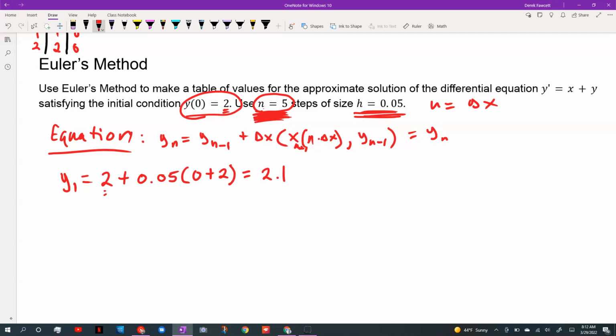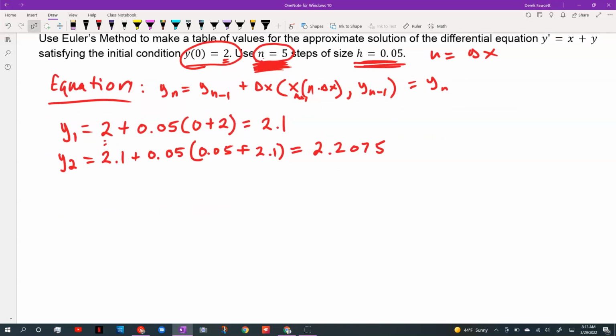And then we're going to start using y sub 1 and find the second one. We'll do this 5 times. So instead of 2, it'd be 2.1 plus our change, which is always the same. And here's where this comes in. You're going to add the change to this, which is 0 plus 0.05, which is 0.05, plus our new y, which is 2.1. Plug that into a calculator, and you get 2.2075. All right, so that's your estimate after 2 steps, and we're going to do 5 steps. So go ahead and do 3 more steps to get you set up for the next one.